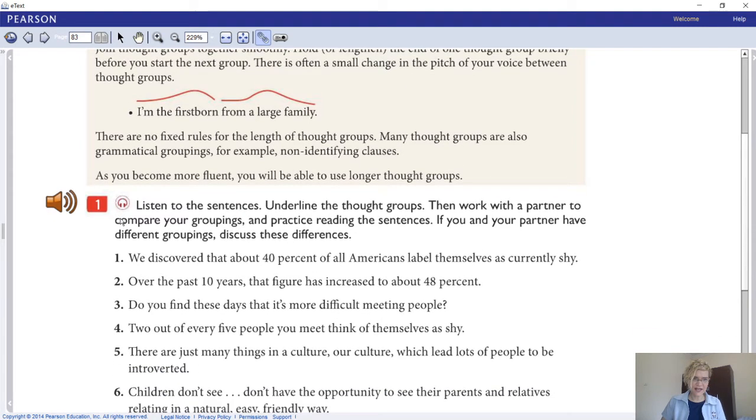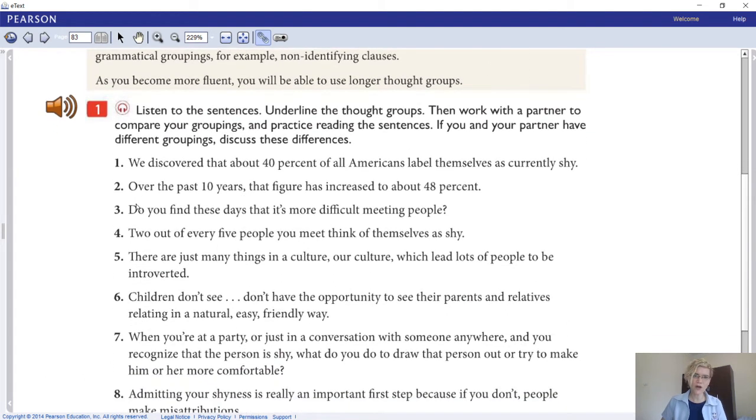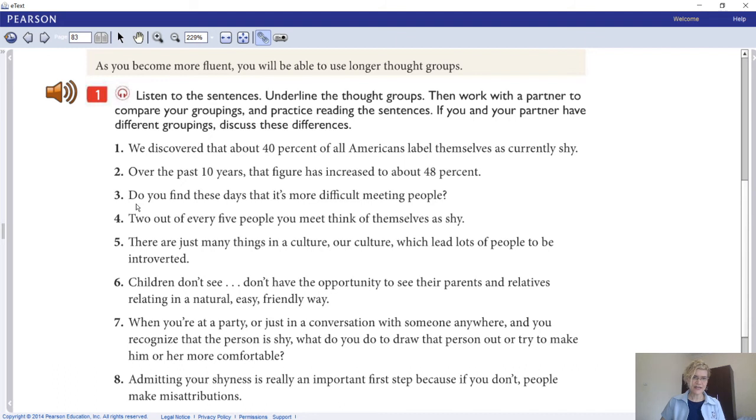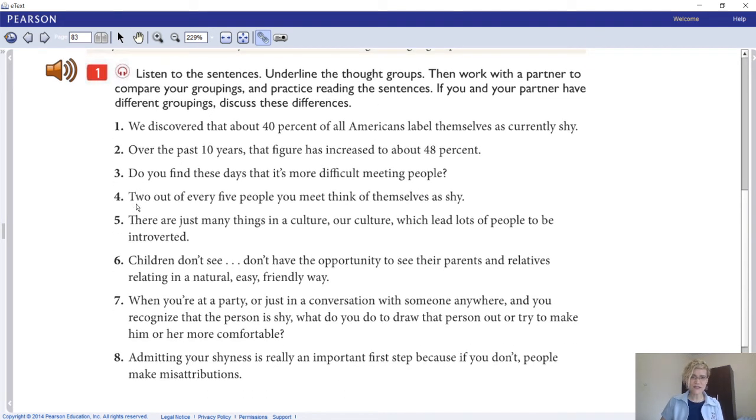Yeah? Now, as you become more fluent, you will be able to use longer thought groups. You would know how to place the words together and how to pronounce them and how to put the emphasis on them as well. Now, I'd like you to listen to this because this is a very good example. Listen to the sentences and underline the thought groups. So please listen to this and underline the thought groups that you're hearing, okay? And then maybe afterwards you can practice reading them by yourself. Yeah? Okay, let's go.